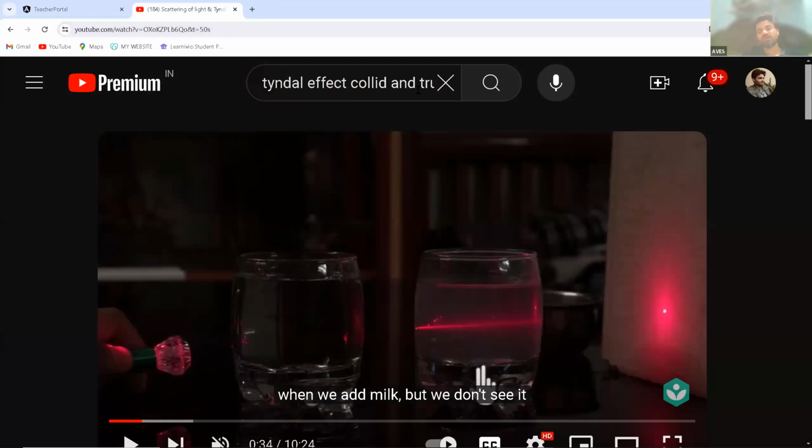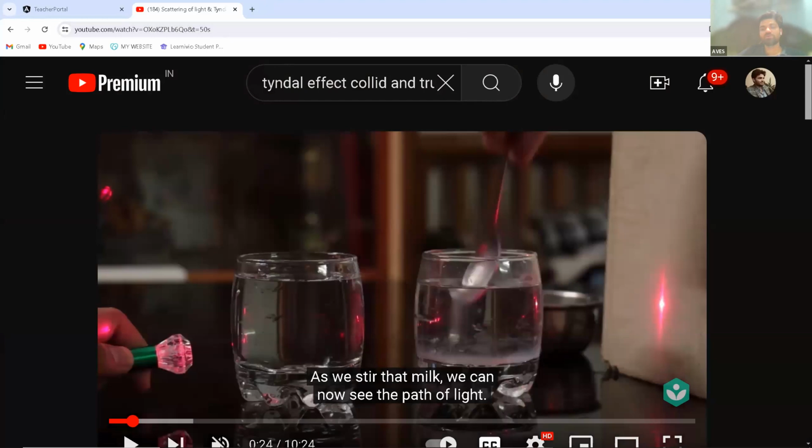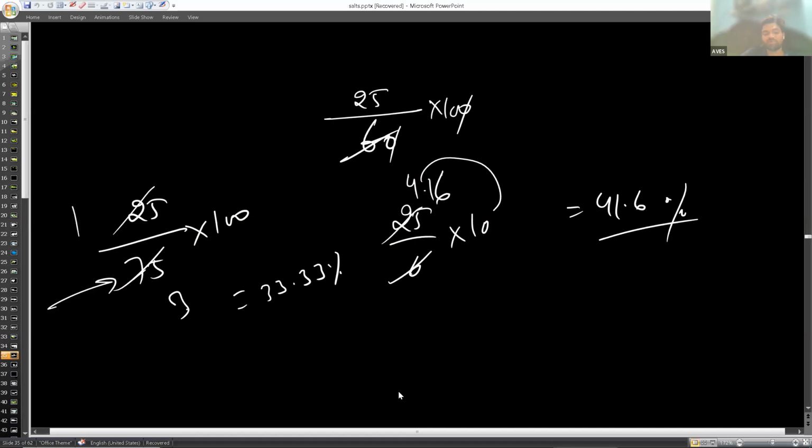So note it down. Note the difference in your own words. The main difference between colloids and true solution. Note in your own words, please.